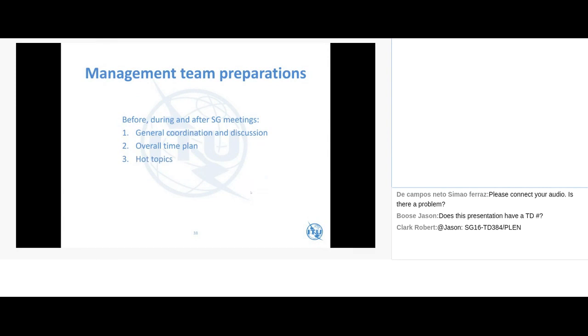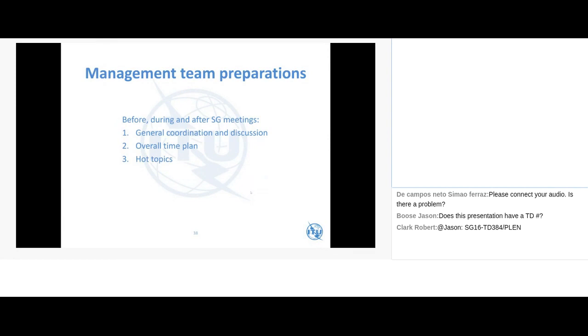The management team meeting would certainly address any hot topics that are expected. So if, for example, a decision is expected about a TAP recommendation, either its determination or approval, this would be a good time to discuss this. Essentially, so there are no surprises during the opening or closing plenary meeting. It's really about avoiding surprises to the extent possible.